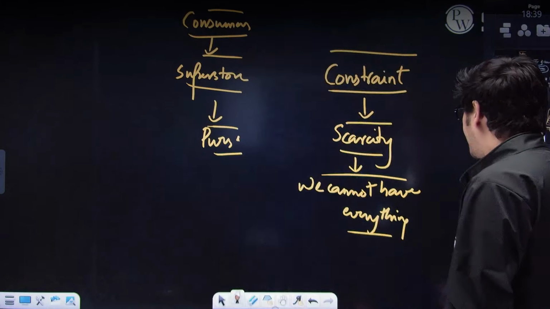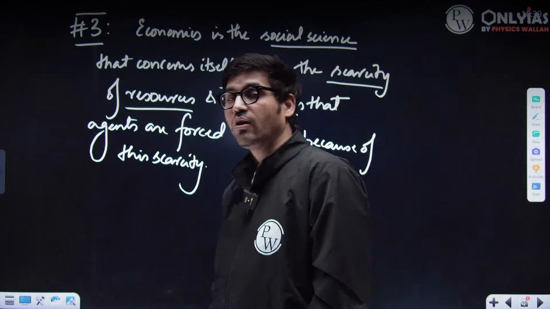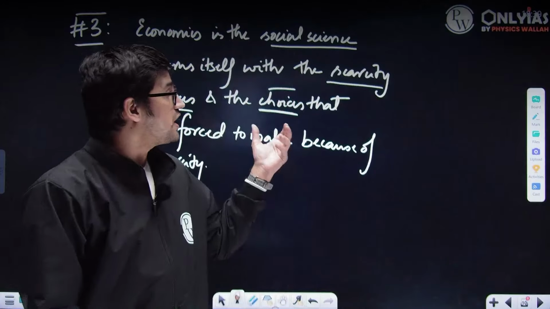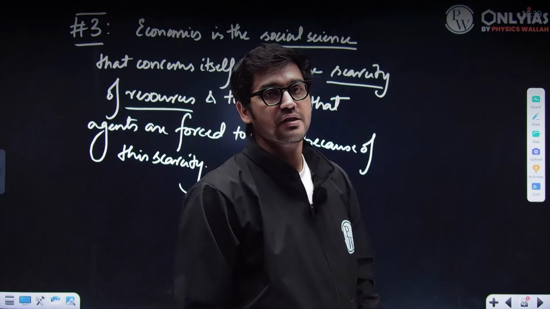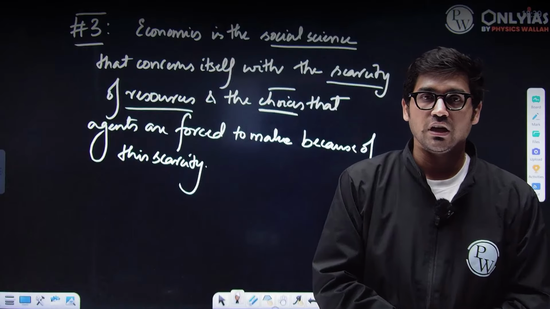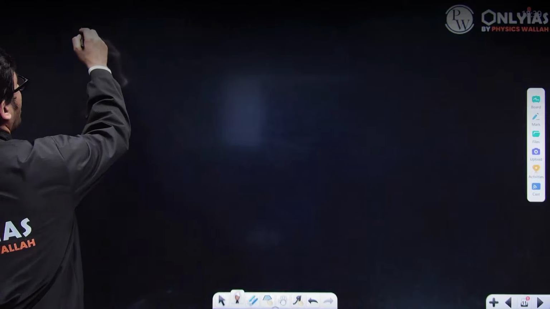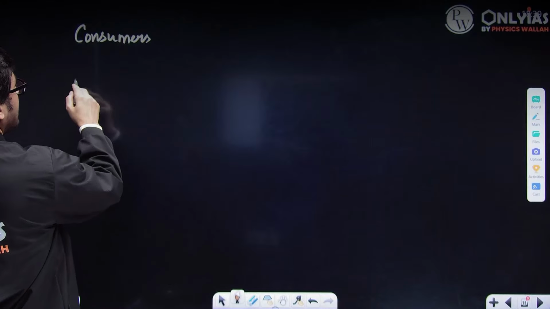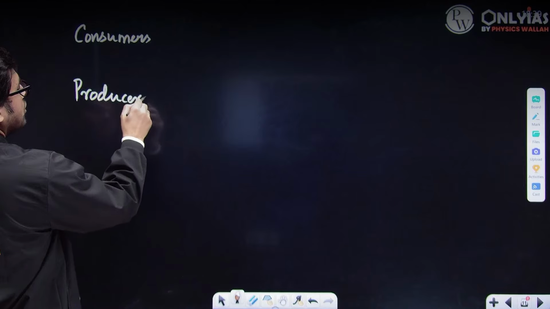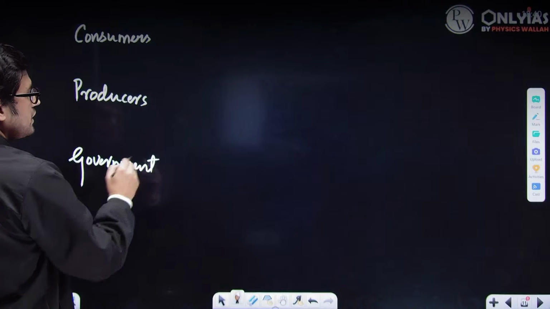One more way of defining economics is very simple, which is that economics is the social science which concerns itself with the study of scarcity of resources and the choices that this scarcity forces individual agents to make. Now, who are these agents? In any economy, you will find there will be three types of agents for sure. One agent you will call consumers. Another agent you will call producers. The third agent you will call the government.